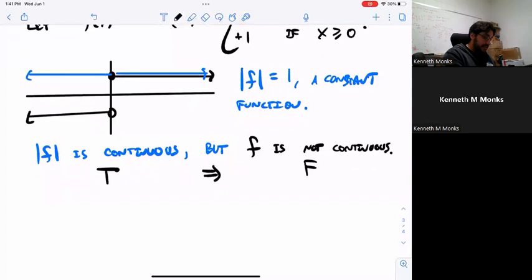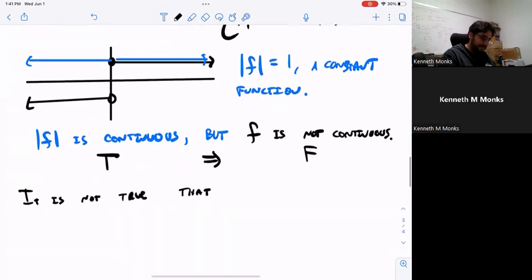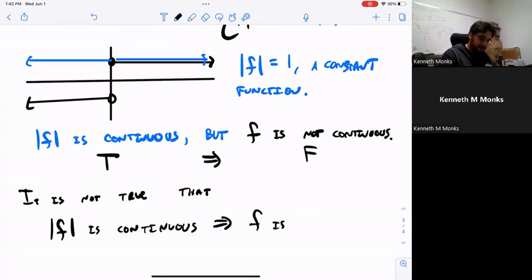You could say, thus it is not true that absolute value of f is continuous implies f is continuous. It's not the case for this specific f. It's not true that absolute value of f is continuous implies f is continuous.